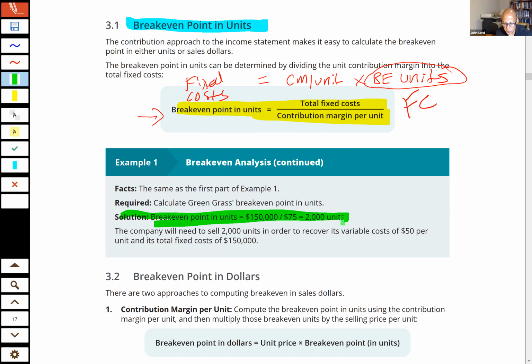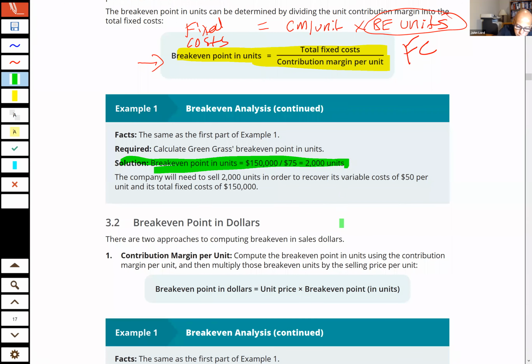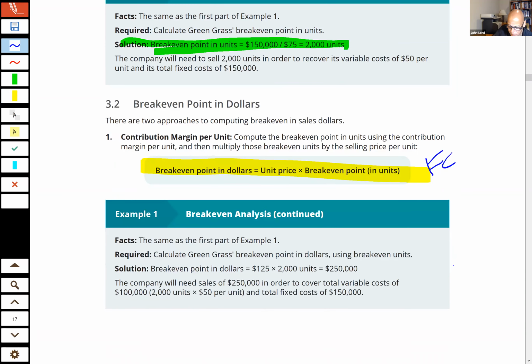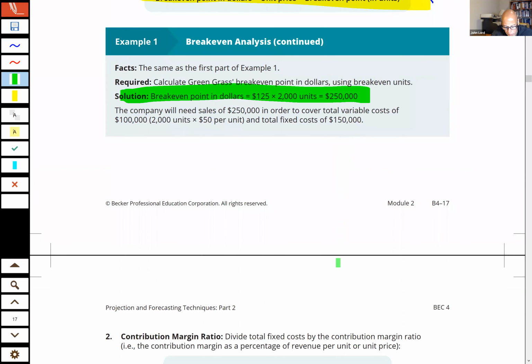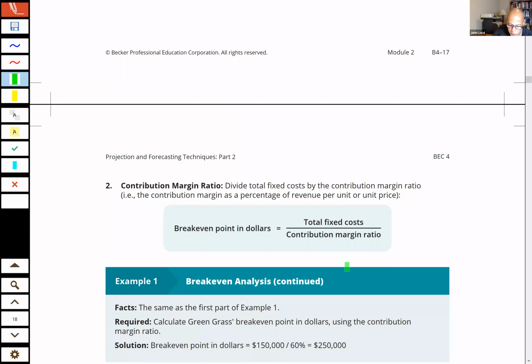Okay, now if you want to turn that into dollars, very, very simple. Just simply take the unit sales price times what you just calculated as a break even in units. And this is a little silly here, but they just give you the example, which is the 125 times the 2,000 units. Okay, good. Now you come over and they talk about use of the contribution margin ratio.